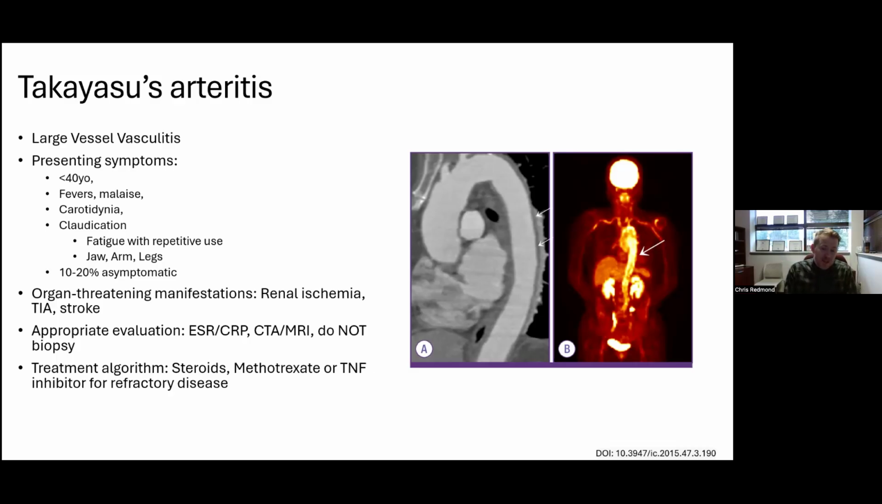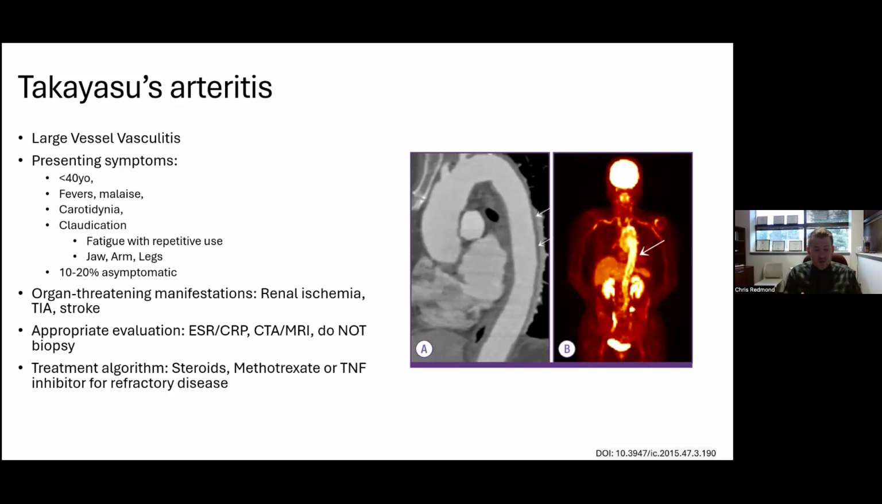These patients are asymptomatic too, so sometimes you just catch them by the time they've developed issues with blood flow that are causing disease. Common causes are renal ischemia, TIA, strokes. You're not going to biopsy these patients because you don't get the temporal artery involvement that you do with GCA. So you can't really biopsy the aorta or major branches off of it. So really you're left with inflammatory markers and imaging.